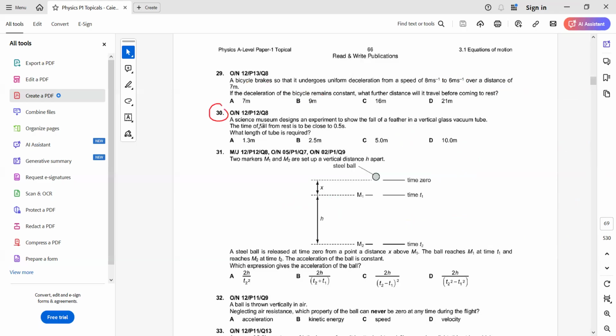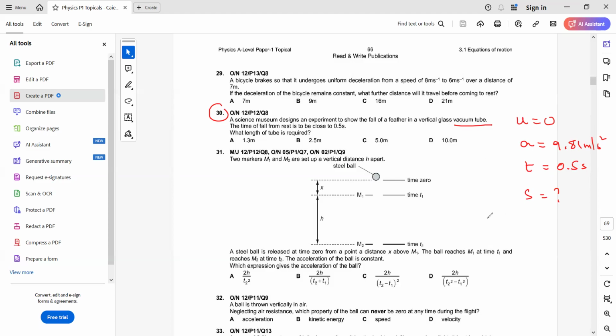So in question 30, it says a science museum designs an experiment to show the fall of a feather in a vacuum tube. So fall means initial speed is 0, and acceleration is acceleration due to gravity, in the downwards direction. I'm assuming it to be positive in the downwards direction. The time for fall is given to be close to 0.5 seconds. Well, that's given. Then they want us to find out the distance.